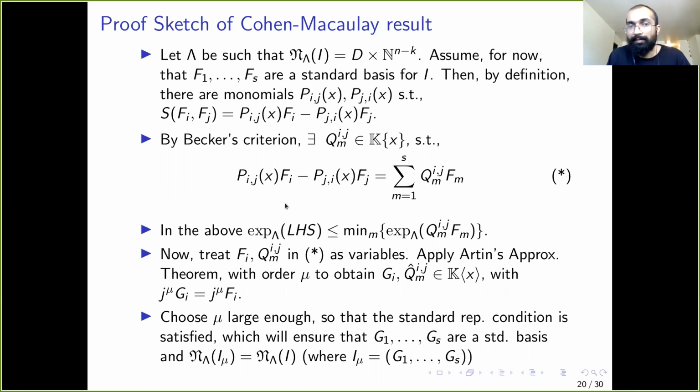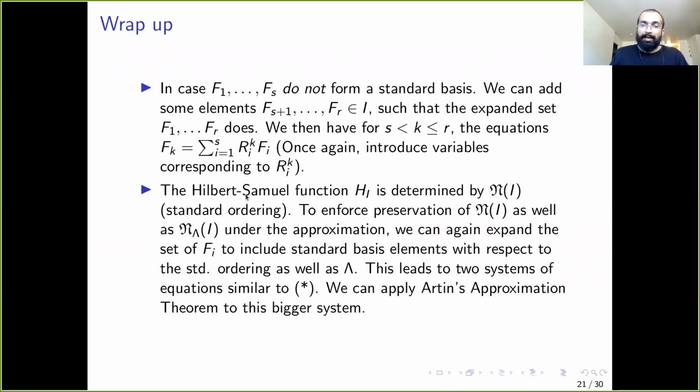So we'll get one system for the S series corresponding to the ordering associated with lambda and another corresponding to the standard ordering. And subsequently, we just apply Artin's approximation theorem in the same way to this larger system to get an approximation that satisfies all the constraints that we have.